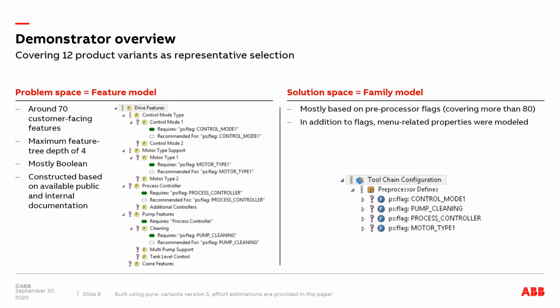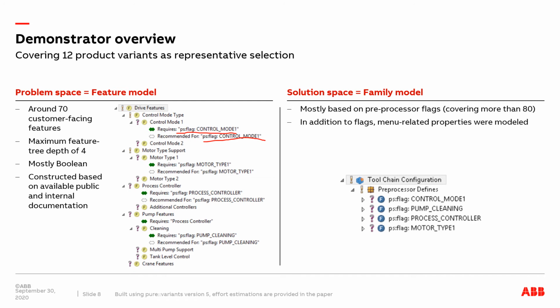We have chosen a subset of 12 products to model a representative system. The feature space or the feature model consists of about 70 customer-facing features, and this is what you typically see. It's a tree with a low depth of maximum 4. And we have connectivity between the feature model and the family model in both directions, right? So selecting control mode 1 will imply a flag, and also enabling control mode 1 will create a recommendation or a clue that control mode 1 has to be selected on the feature side.